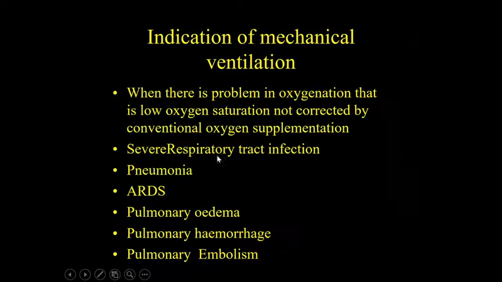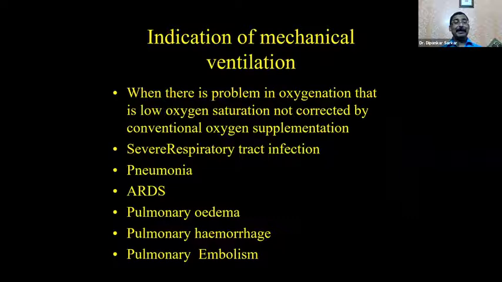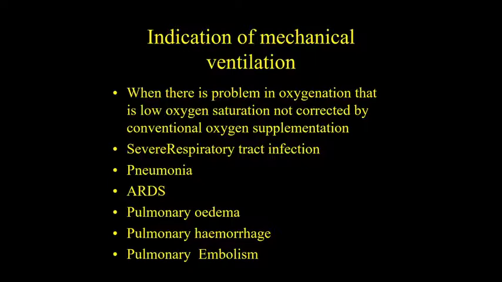So what is the indication of mechanical ventilation? Mechanical ventilation is needed when oxygenation is not there or carbon dioxide washout is not there. This is the very easy answer to it. So what are the problems of oxygenation? Severe respiratory tract infection, the prototype is COVID. COVID pneumonia, ARDS, pulmonary edema, pulmonary hemorrhage, pulmonary embolism.